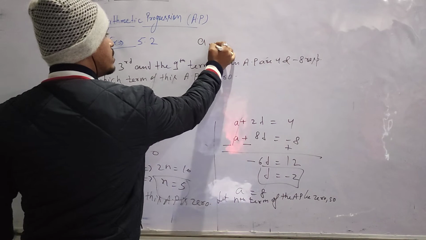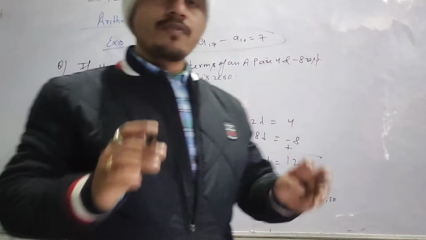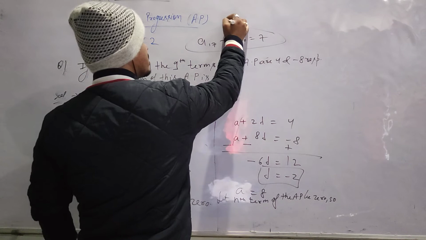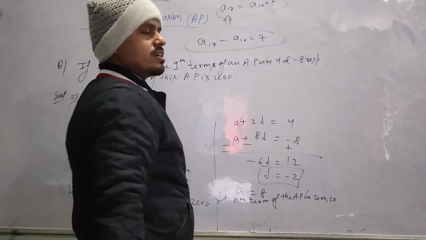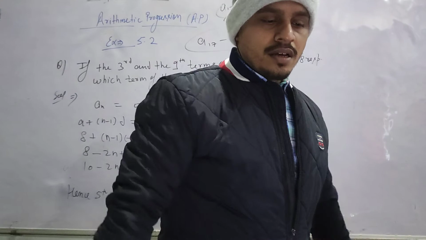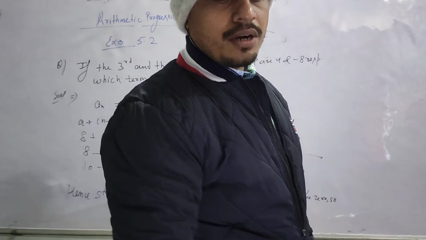And this means that the 17th term of the AP exceeds the 10th term by 7. You will also write down as it is, A17 equal to A10 plus 7. And you also have A17 minus A10 equal to 7. So from here, you find a relationship and also find the value. Okay? Which term of the AP will be 132 more than its 54th term? Consider the nth term of the AP.